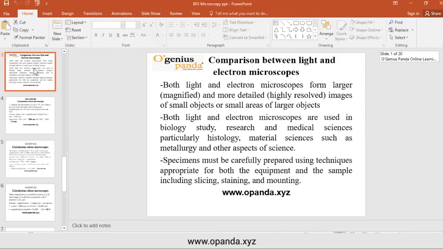Samples must be carefully prepared using techniques for both the equipment and the sample, including staining and mounting. These are some comparison points between light and electron microscopes. They magnify, they give resolved images, and are used in the same institutions. They may be used in medical studies, science studies, medical sciences, etc.